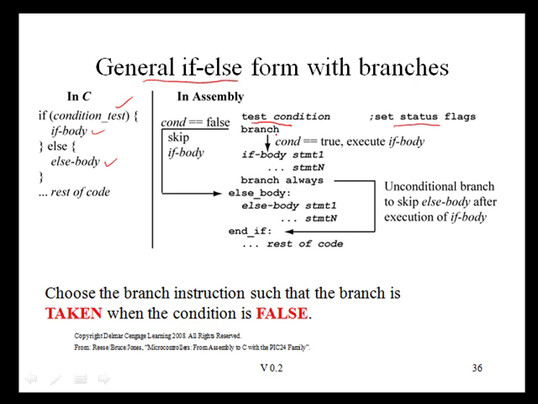At that point, we need to implement a branch. We want to choose the branch such that the branch is going to be taken when the condition is false, so that we can skip around this if body and execute the else body. So whatever branch we choose, we want the branch to be taken if the condition is false. If the condition is true, then we're not going to take the branch. We're going to follow through, and we're going to execute the if body. If we have an else body, then we always need to have a branch always here after these if body statements, because we're going to want to skip around this code and go to the end of our if statement.